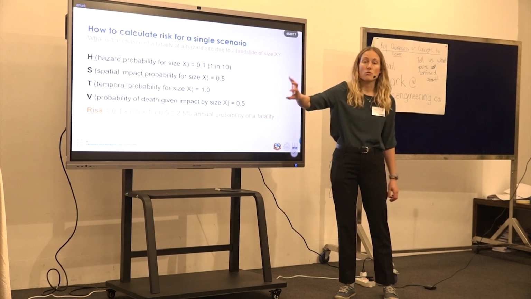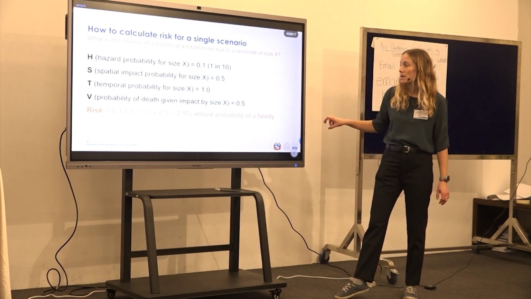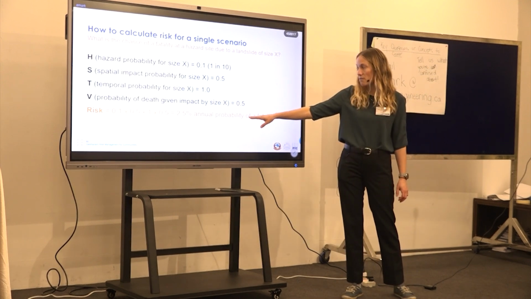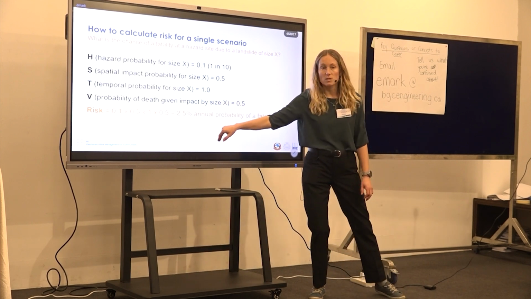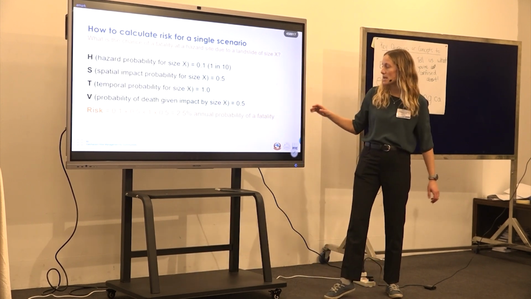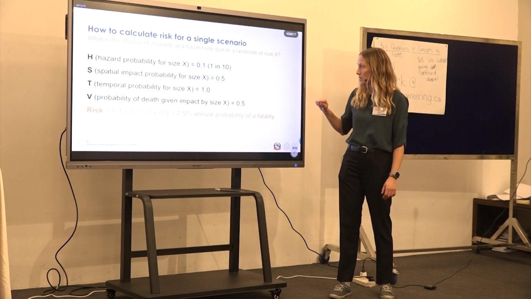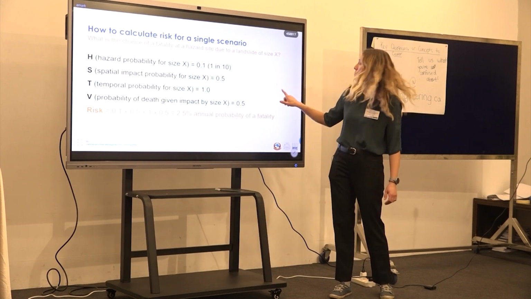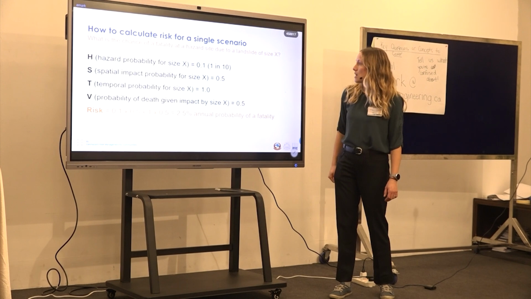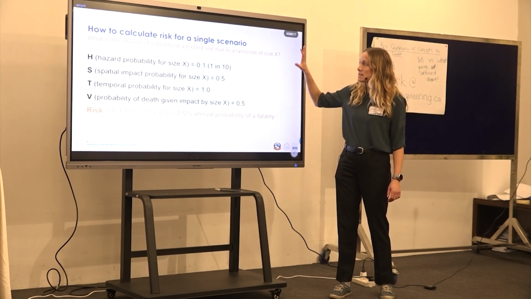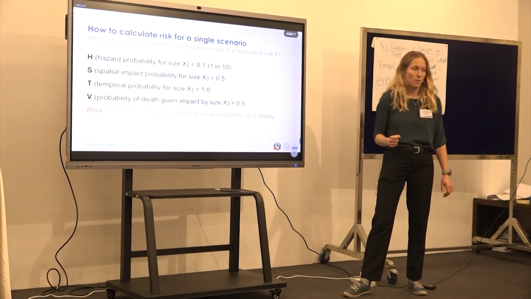So here we would say the risk for this scenario is a 2.5%. So you take all those numbers and multiply them. There's a 2.5% annual probability of a fatality. All right. So that's an example for a single scenario.